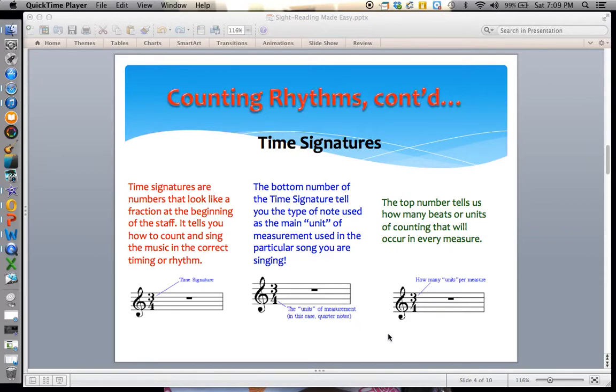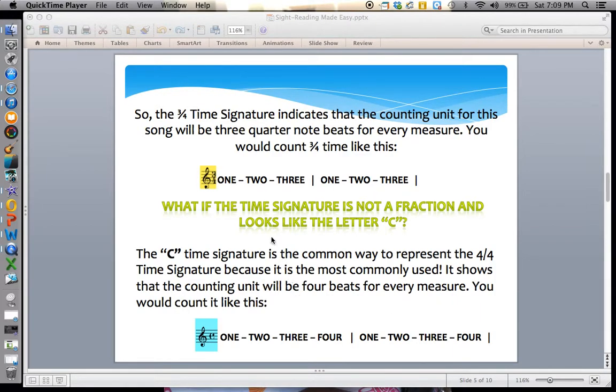The top number tells us how many beats or units of counting will happen in each measure. So when we see the 3, we're going to count up to 3 in every single measure, and the 4 represents a quarter note, so every quarter note is going to get 1 beat. So the 3/4 time signature indicates that the counting unit for this song will be 3 quarter note beats for every measure. You would count 3/4 time like this: 1, 2, 3. That's the first measure. Here's the bar line.